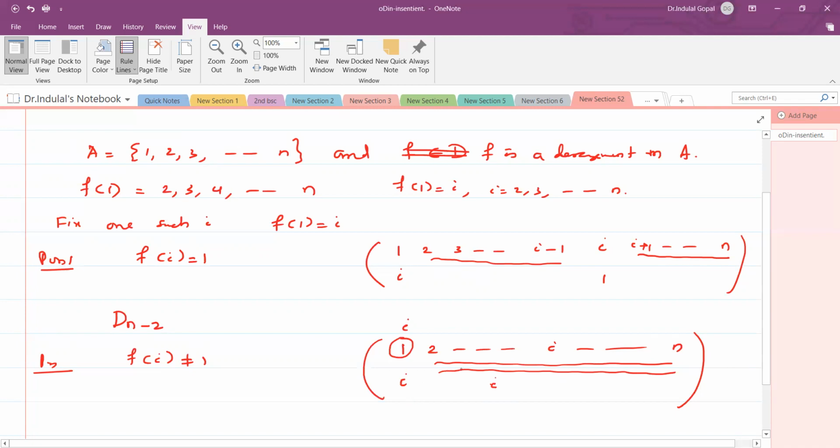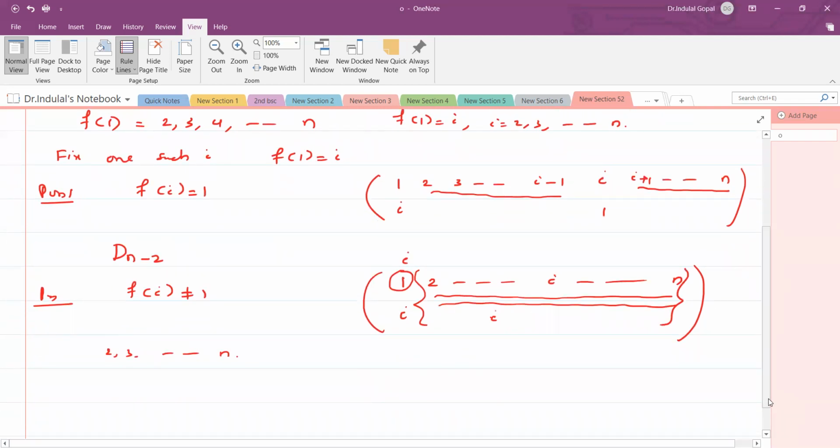Is it clear? See, in the lower row, the second row, i will not appear anywhere as the image of 2, 3, etc., n, because i has already appeared as the image of 1. Now if we call this 1 as i, then 1 will come in the second row as the image of some element other than i. If we rename this 1 as i, then the remaining part is a derangement on the n minus 1 symbols 2, 3, etc., n.